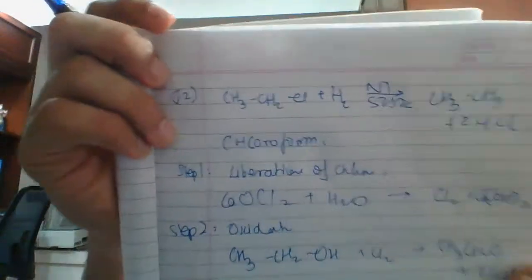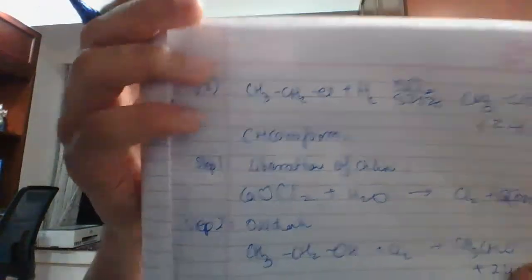Chlorination of acetaldehyde. You add acetaldehyde to 3Cl2, you get chloral, which is CCl3CHO plus 3HCl.